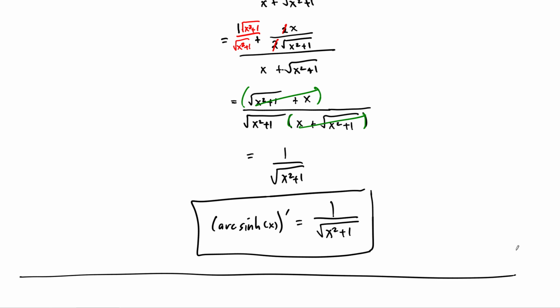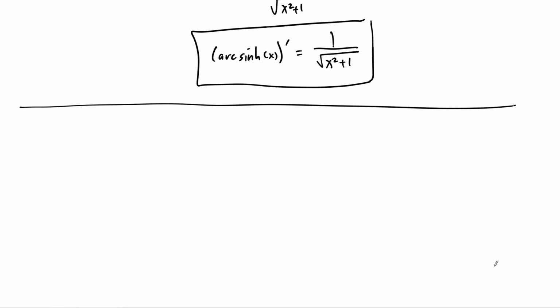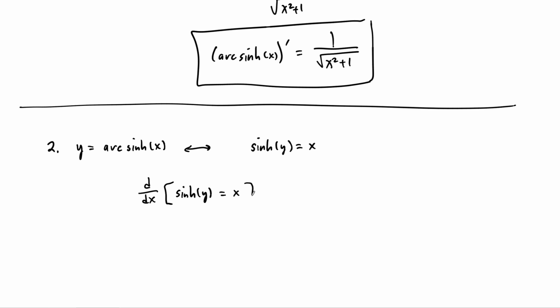I said we're going to do this derivative two ways. The other way is to do this similar to the way that we did the arcsine derivative, and that is to remember that arcsinh is the inverse function of sinh. So on one hand, we have y equals arcsinh of x. This means, it's a one-to-one relationship, that sinh of y is equal to x. And now we can take the derivative implicitly of this entire equation. This is just like the way we did the derivative of arcsine. So at this point, you have to remember that the y term depends on x.